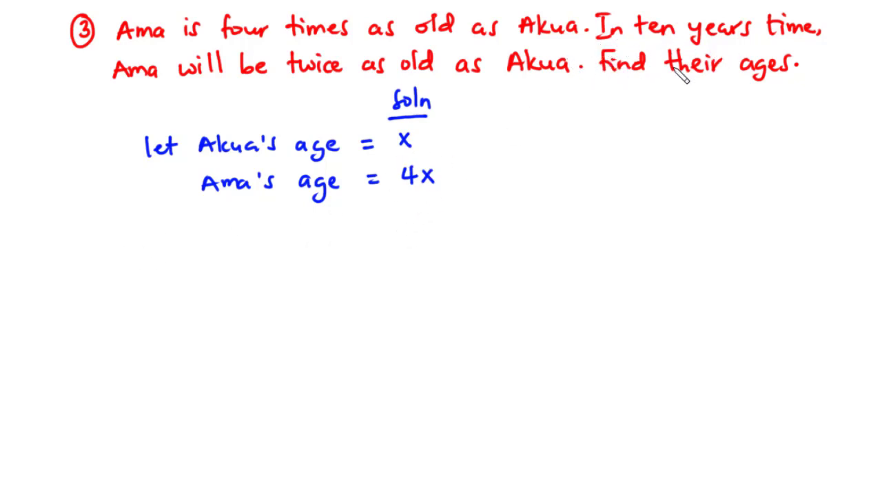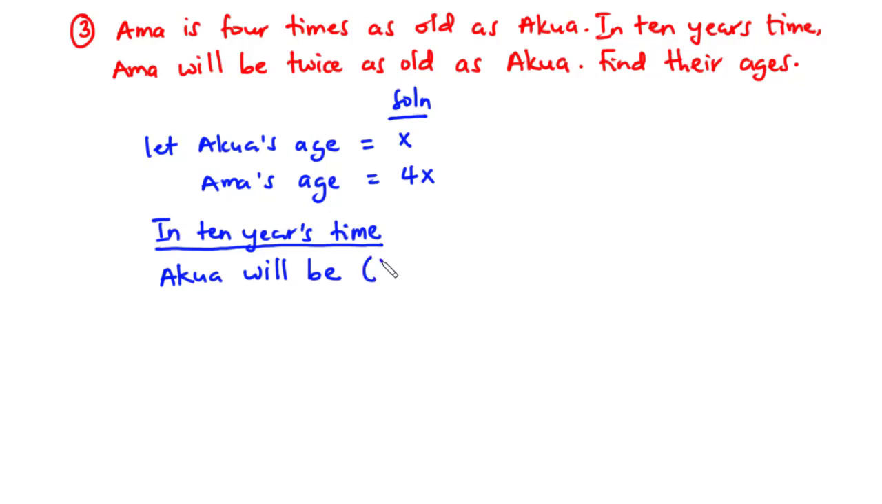Now let's see what happens in 10 years time. Now if I am 20 years today, in 10 years time I'm going to be 30 years. If I am 40 years today, in 10 years time I'm going to be 50 years. So basically in 10 years time we are going to add 10 to the ages of Equia and then Amma. So in 10 years time, Equia will be x plus 10 years old.